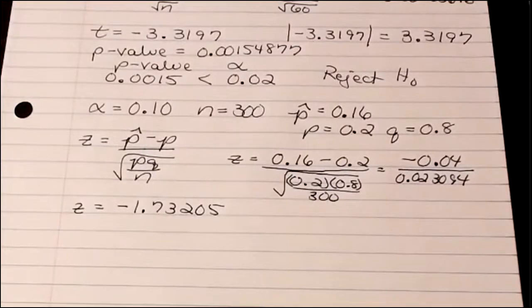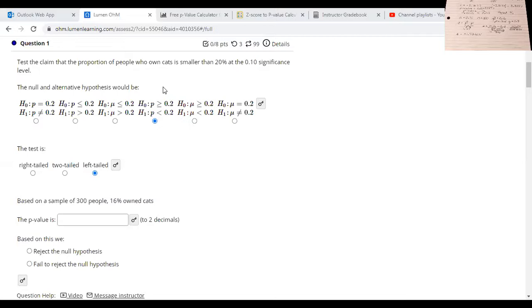Where did you get 0.2? That is from the Lumen homework itself. Notice that when we chose our null and alternative hypothesis, we see that P is equal to 0.2, and the alternative is that P is smaller than 0.2. So the population proportion is 0.2. Okay. Good.